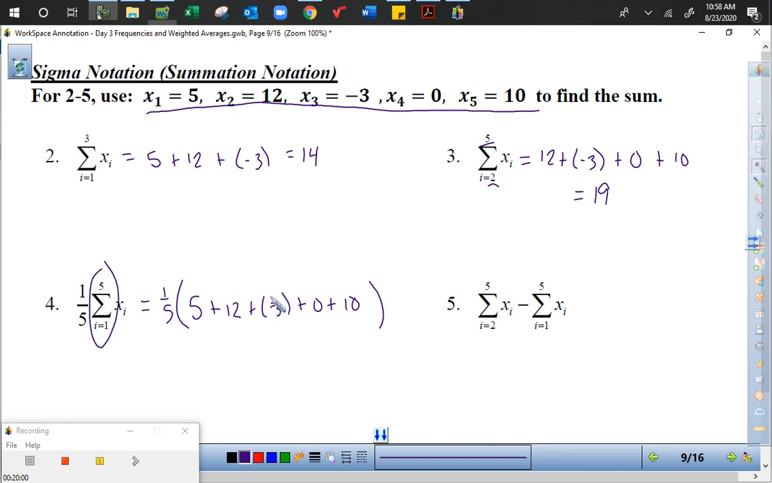All right, we're going to simplify inside those parentheses first. 1/5 times 24. And that's really 24 divided by 5, which you can leave like that because it doesn't reduce, or you can write it as a decimal, 4.8. I'm good with either.